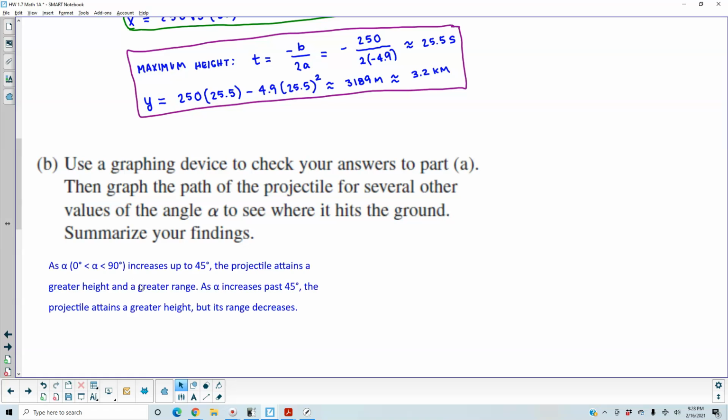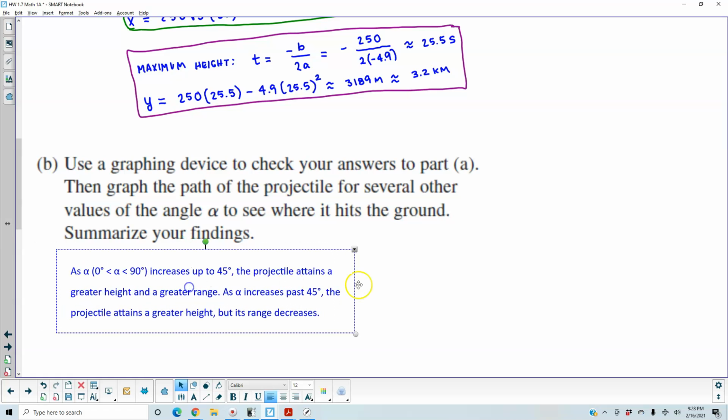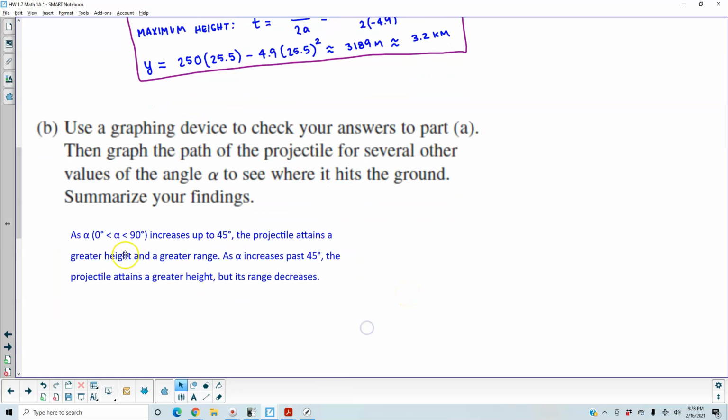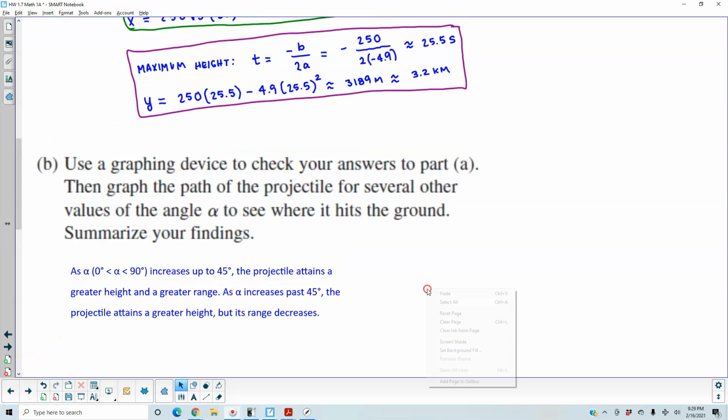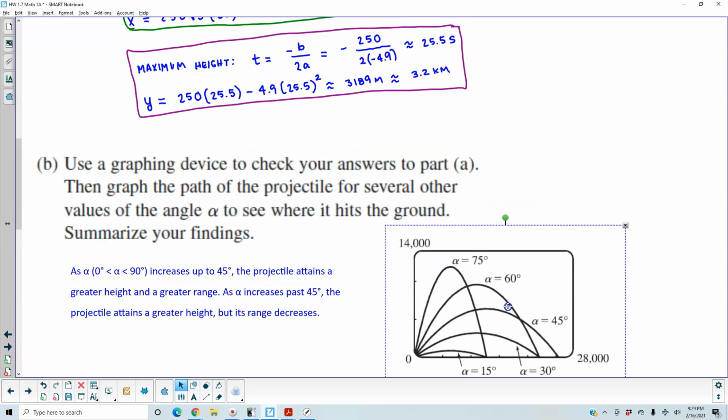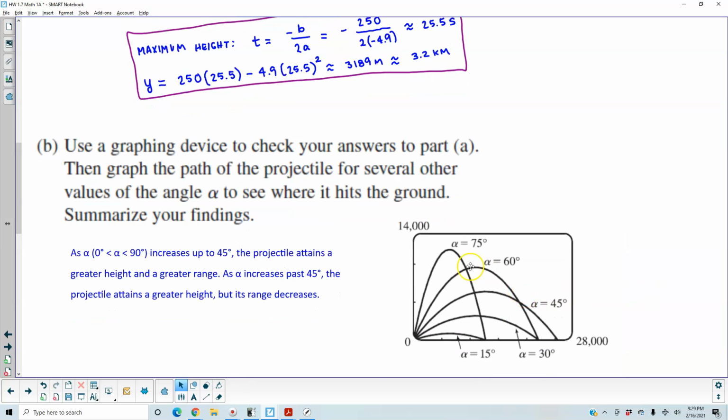Well, what that tells us is that when alpha is in between 0 and 90 degrees, as it increases up to 45 degrees, the projectile attains a greater height and a greater range, and as alpha increases past 45 degrees, the projectile attains a greater height, but its range decreases. And so here is the summary of our graph and what we saw with our angles using Desmos.